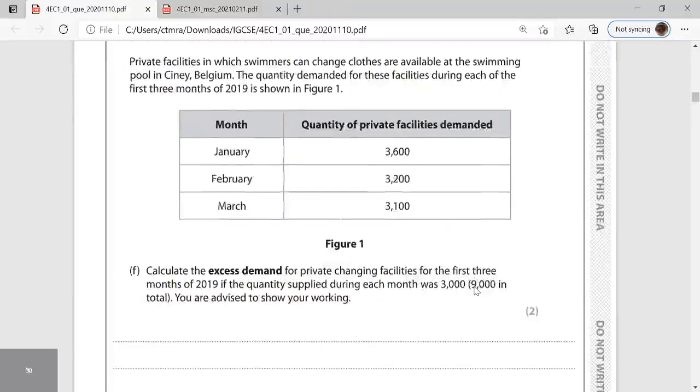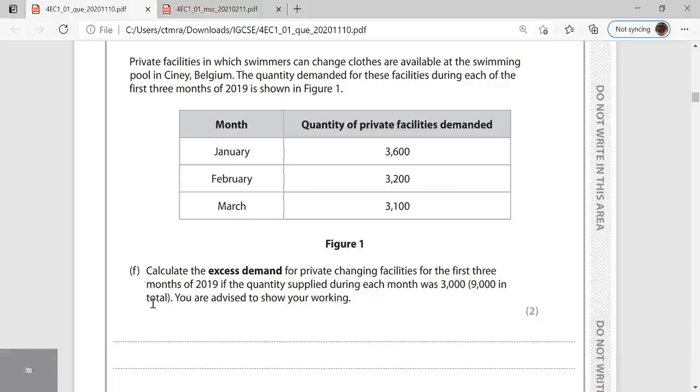Okay, so what we have to calculate, see, you have to calculate the excess demand. Okay, what is excess demand? When demand is greater than supply, this is known as excess demand. Okay, so we have to find a situation when there is an excess demand. Okay. So excess demand for private changing facilities for the first 3 months of 2019 if the quantity supplied during each month was 3,000. Okay, so supply was 3,000, so 9,000 in total. Okay, 3,000 multiplied by 3, 9,000 in total.